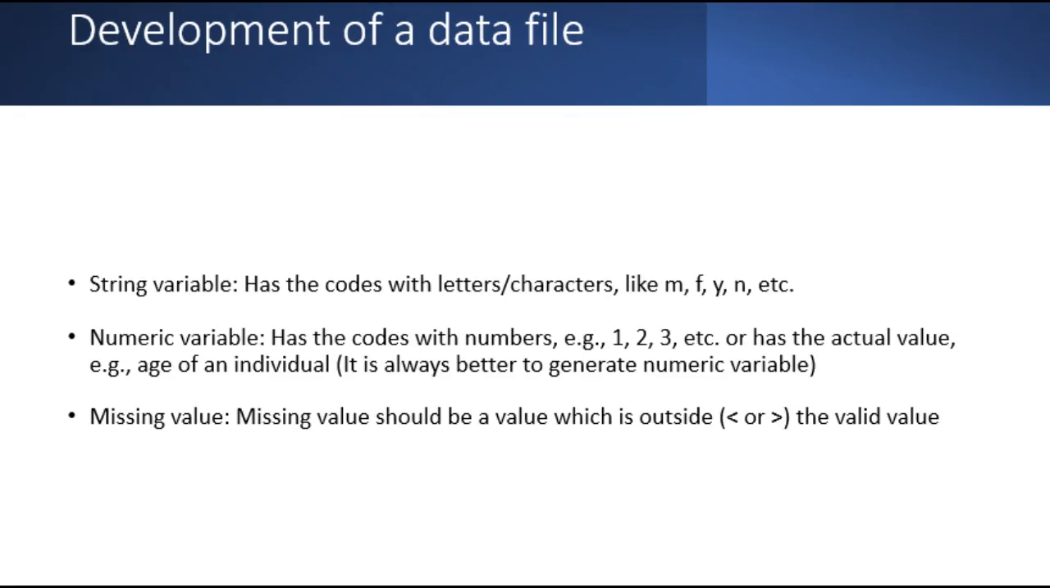Development of a data file. String variable: has the codes with letters or characters, like M, F, Y, N, etc. Numeric variable: has the codes with numbers, e.g., 1, 2, 3, etc., or has the actual value, e.g., age of an individual. It is always better to generate a numeric variable. Missing value: a missing value should be a value which is outside the valid values.